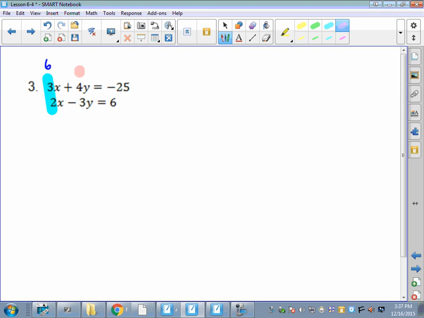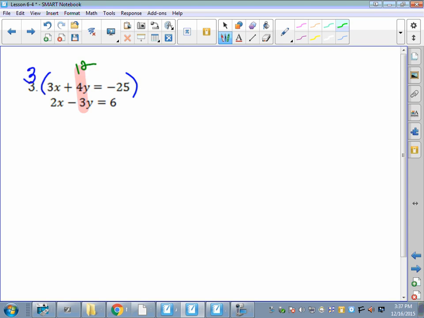When I look at my y's, I've got a 4 and a 3. 4 and 3 are both factors of what number? 12. But what do you notice about the y coefficients as far as the signs? The top equation has a plus 4y, the bottom equation has a minus 3y. So that means I don't have to worry about signs if I multiply to get the y's to be the same number. So I'm not going to worry about the 3's or the x's. I'm going to multiply this top equation. What do I need to multiply the top equation by in order to get that 4y to become a 12y?